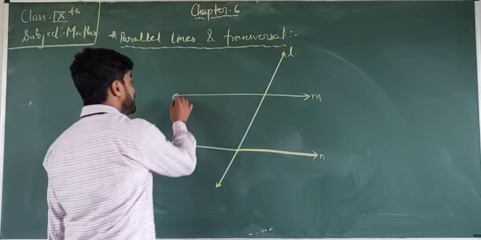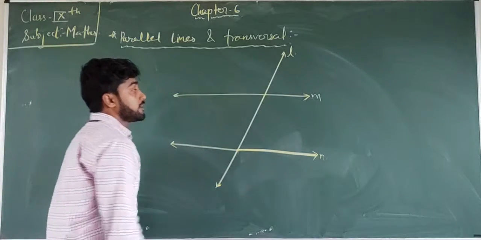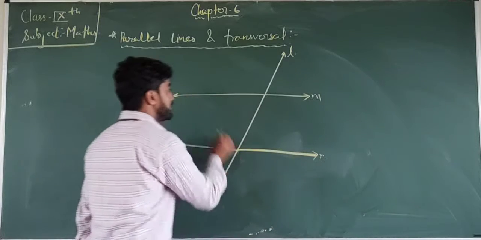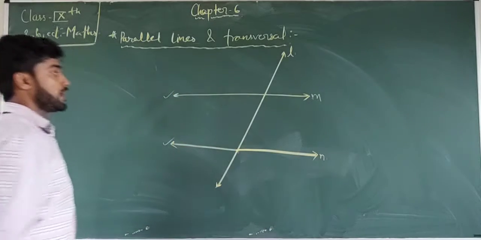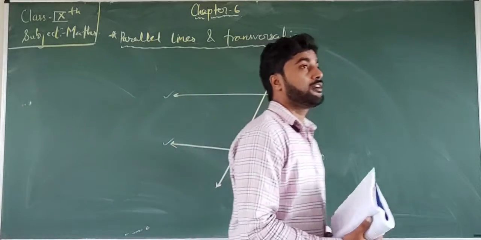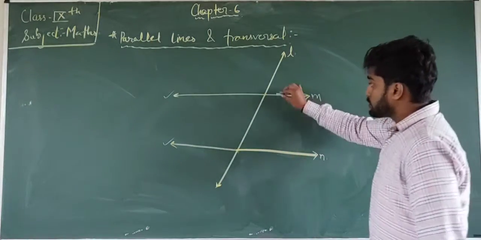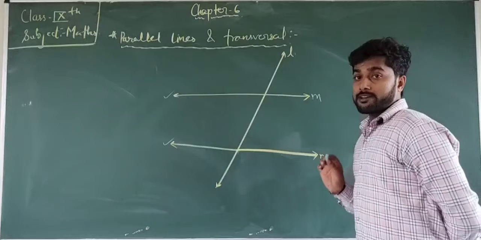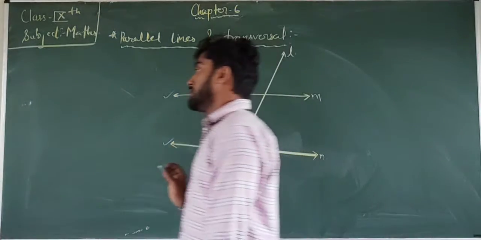Now in the diagram you can see that lines M and N are parallel lines. These two lines are parallel to each other, that means they will never intersect each other at any point or anywhere.